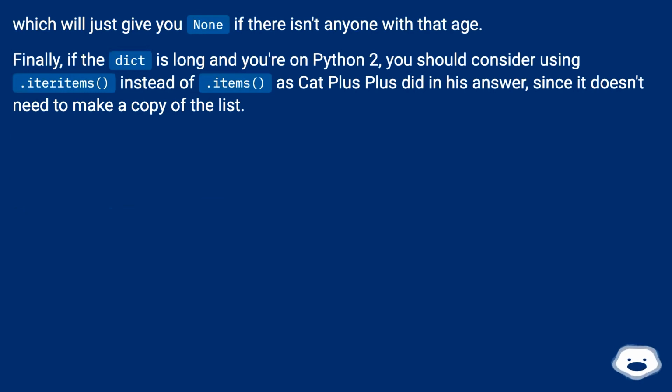Finally, if the dict is long and you're on Python 2, you should consider using .iteritems instead of .items, as cat++ did in his answer, since it doesn't need to make a copy of the list.